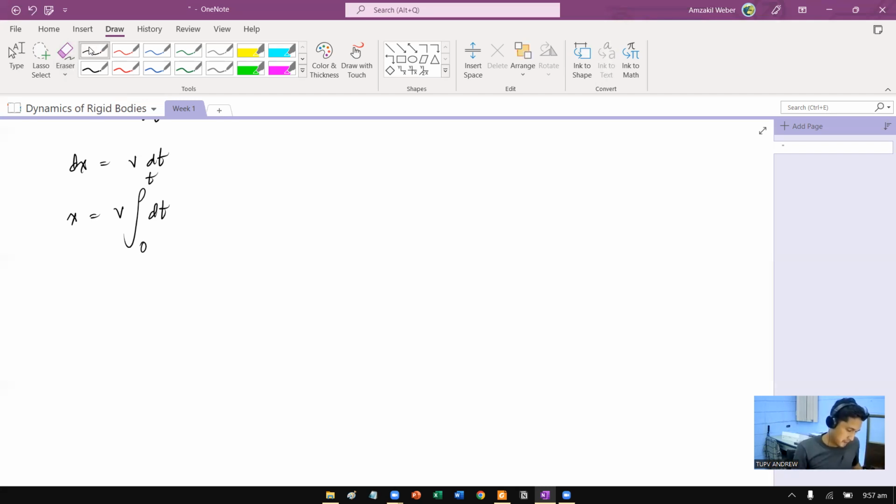So, dito next, x is equals to v integral from 0 to t. Another method I'm gonna follow after this one. So this is equals to x is equals to v t minus 0. Therefore, x is equals to v t, or that velocity is equals to x over t.